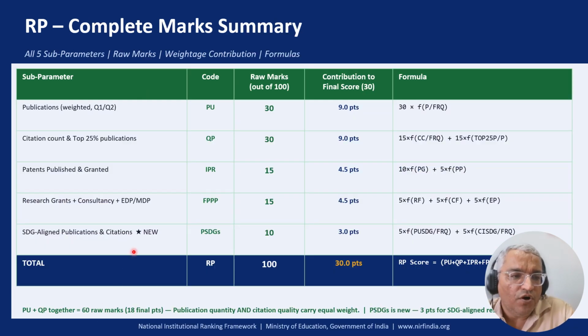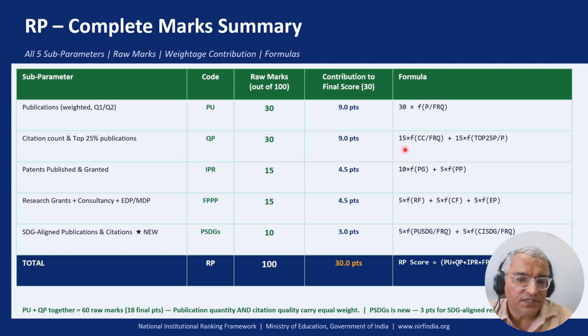So, a summary of the research and professional practices: publications, quality publications in Q1, Q2, 30 marks. If you multiply by 0.3, it gets converted into 9 points, where you have publications per faculty required, citations count and top 25% publications. Again, this has 30 marks out of 100. You multiply by a weightage of 0.3, this converts to actual 9 points out of 100 for NIRF.